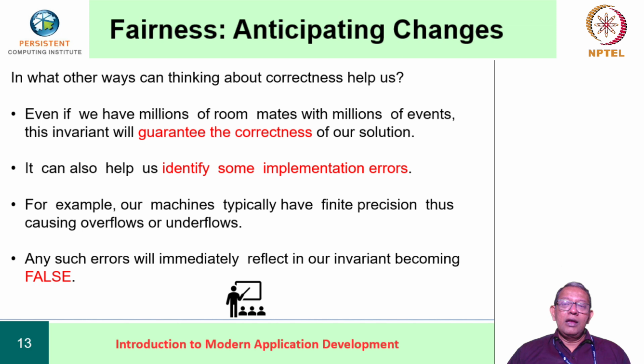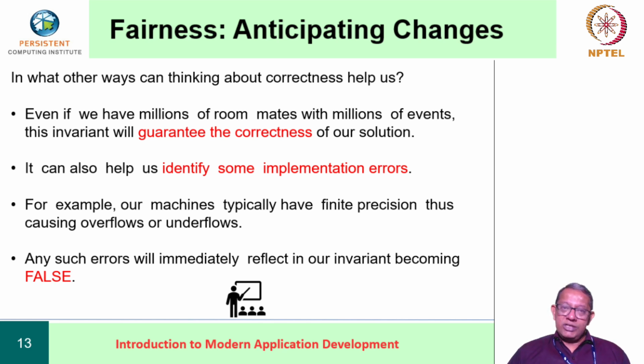Finally, let's look at in what other ways this thinking about correctness can help us. Say we have millions of roommates, although it's quite unlikely, but suppose we have millions of roommates with millions of events. This invariant will still guarantee the correctness of our solution. In fact, it can help us identify some implementation errors.